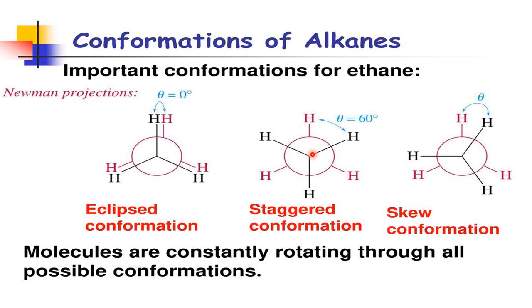Now in between, whenever the three hydrogens start rotating from one form to the other form, the in-between structures are called what? Skew form. Any possibility except these two is a skew form. These two are the extreme ends, so in between, this is called skew form.